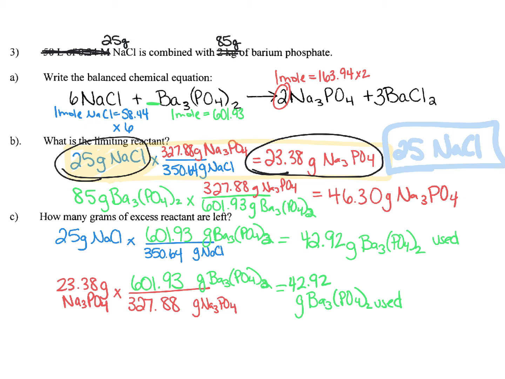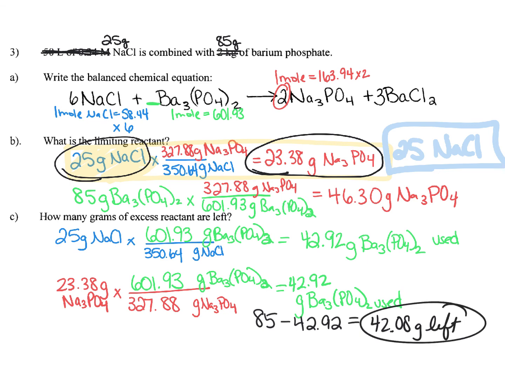So the last step is simply to subtract. If we take our 85 grams and subtract the 42.92 grams that we are going to use, then we find that we will have 42.08 grams of it left for our excess. Now you can stop here. I do have one more practice problem if you want to pause and try the whole next one on your own, and then come back and see if you can do it, or you can follow along with me step by step.